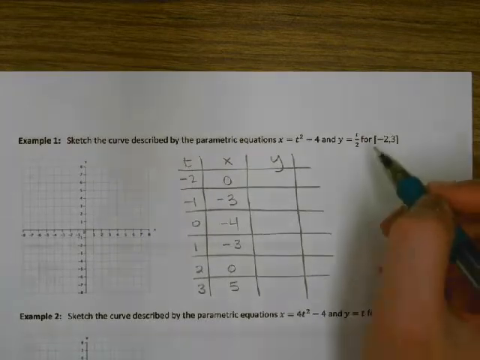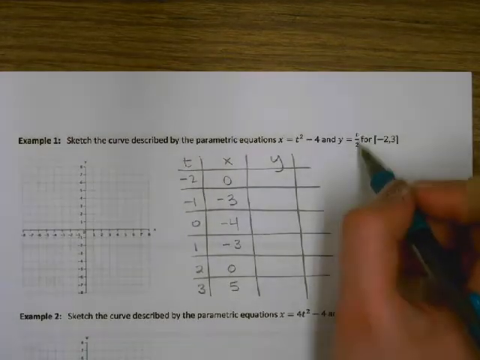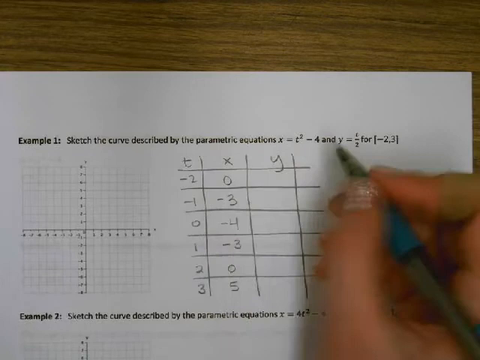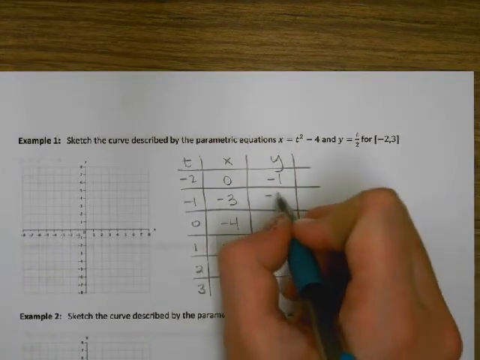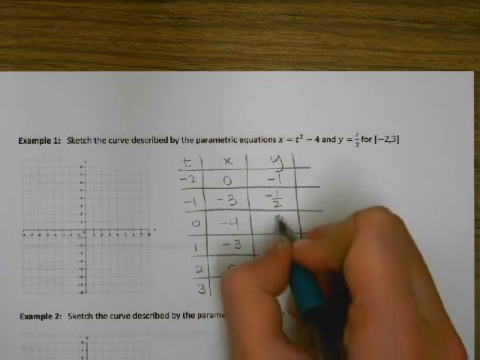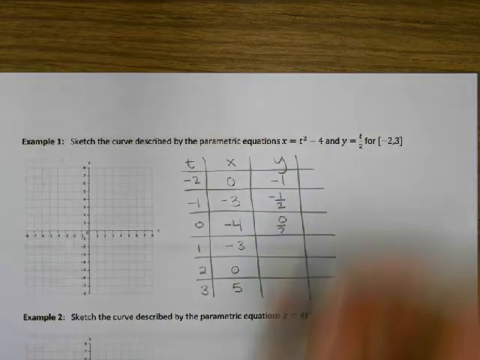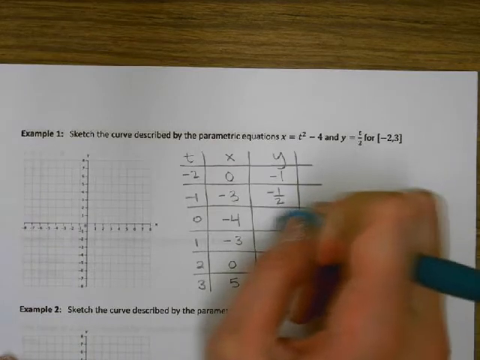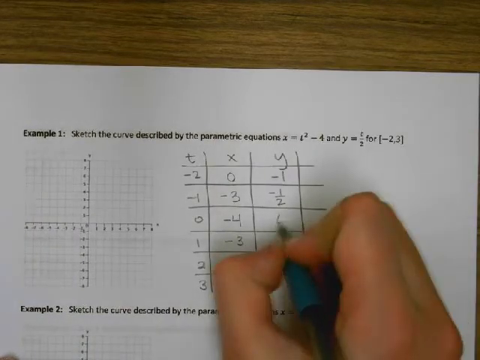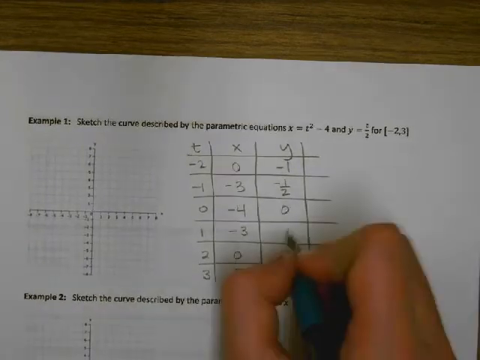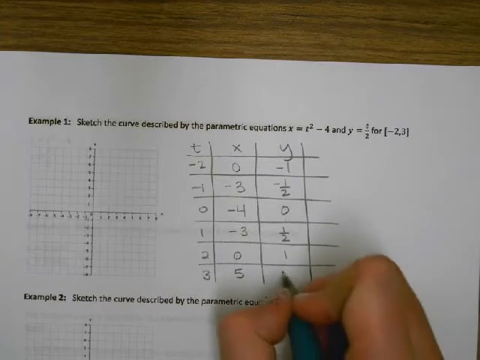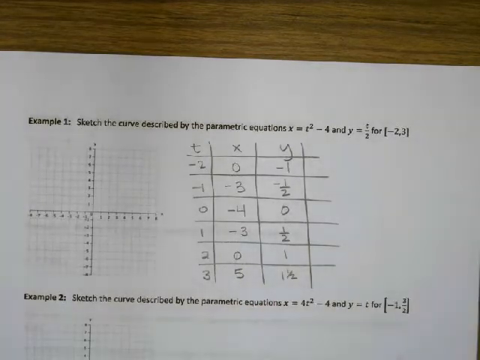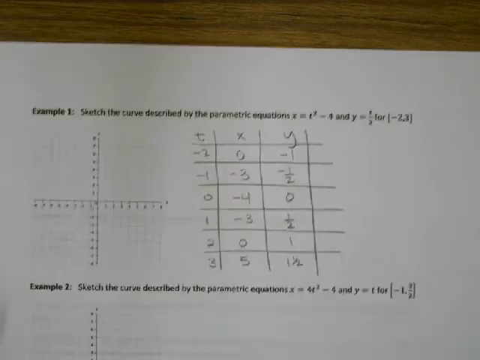And then for my y coordinates, I need to do t divided by 2. So negative 2 divided by 2 is negative 1. Negative 1 divided by 2 is negative 1/2. 0 divided by 2 is just 0. 1 divided by 2 is 1/2. 2 divided by 2 is 1. 3 divided by 2 is 1.5. Or you could write 3/2, or you could write 1.5, whatever makes it easiest to graph.